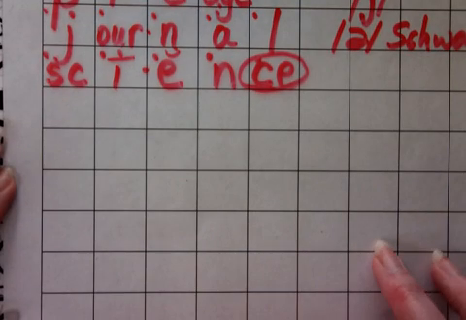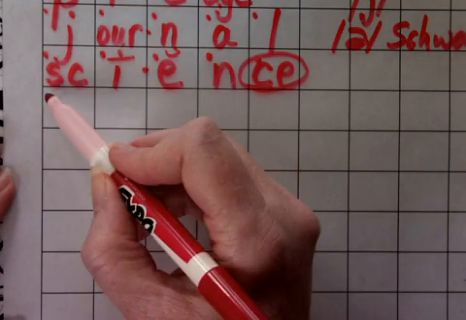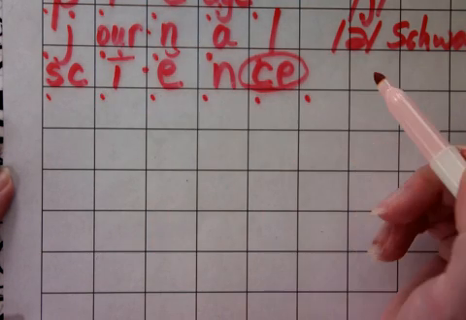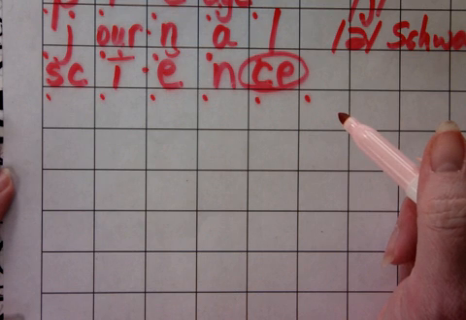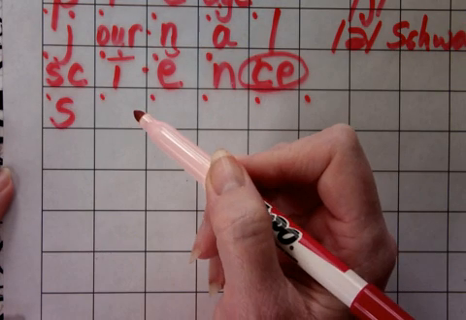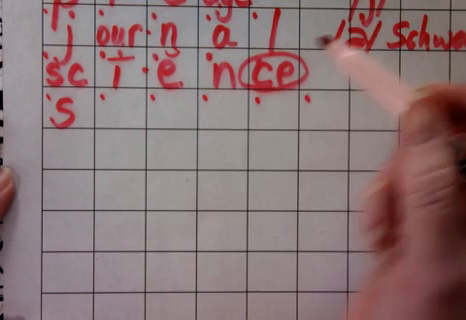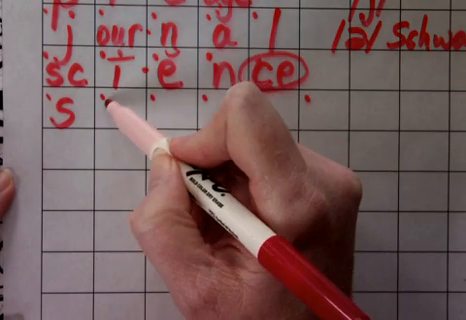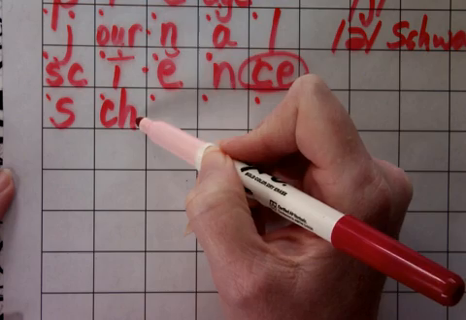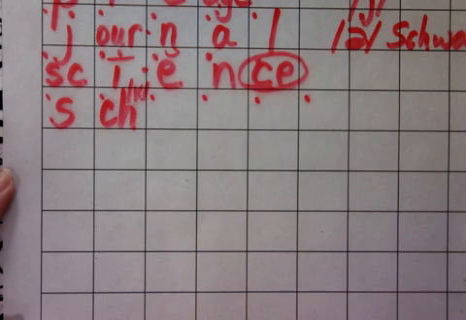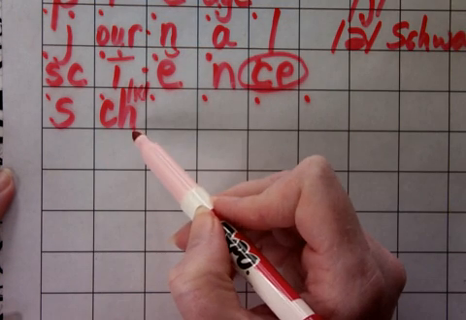The next word is schedule. Sound it out. S-k-e-j-u-l. Schedule. The first sound is S. K. Because of its Greek origin, CH says the K sound. CH says the K sound. Sk. E.